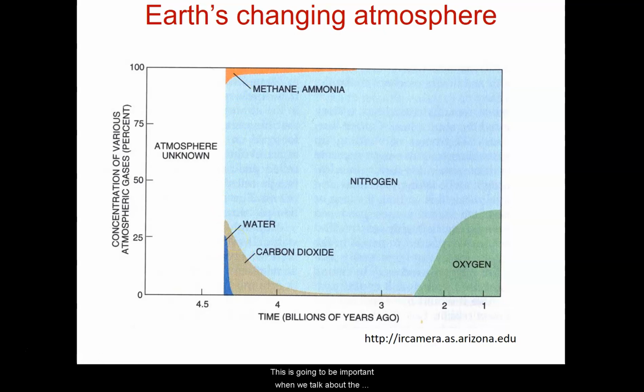This is going to be important when we talk about the beginnings of chemical changes for life on Earth. But you can see that for most of the Earth's history, nitrogen is the key gas in the atmosphere. It was switched out for other things, but only recently, meaning 2.5 billion years, did oxygen become important. So that's great and all, but how do we know this?